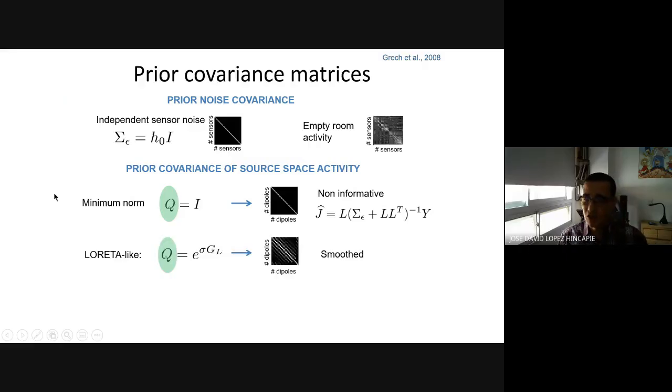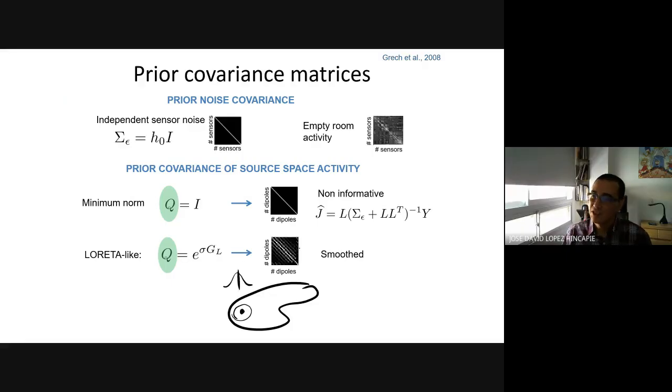Then, a quite better solution was the older Loreta-like algorithms. They say that your activity is smooth. So you have the brain and you have your activity in here, but it doesn't come alone. The brain doesn't work like that. If this part is active, you will have a region around it that will get active too. And they say that it could come quite Gaussian, right? So what we see in the dipoles is that if this dipole is active, the dipole close to it will be active too, but with less activity. So we see a smooth solution.